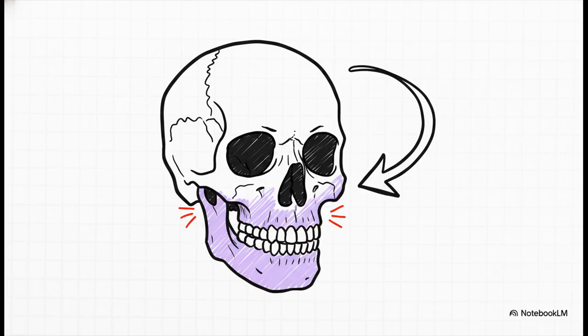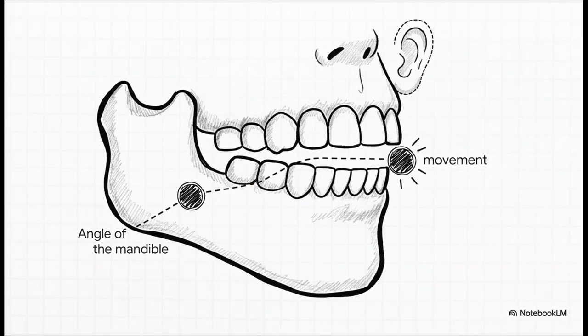Okay, now let's come around to the front of the skull, to the viscerocranium, or, more simply, the facial bones. We're going to focus on the jaw here, because it's such a common area of tension for so many people. Find the angle of your mandible. That's literally the corner of your jawline. Now trace that jawline up towards your ear.